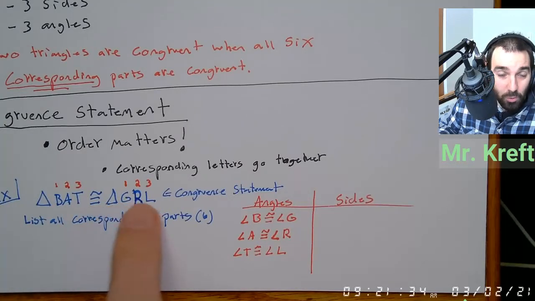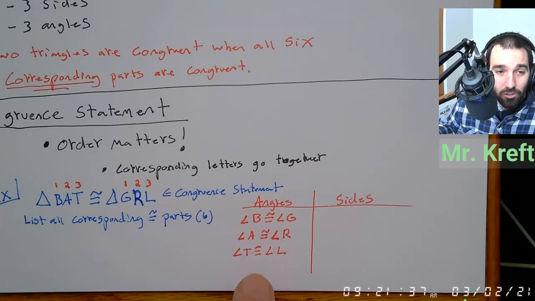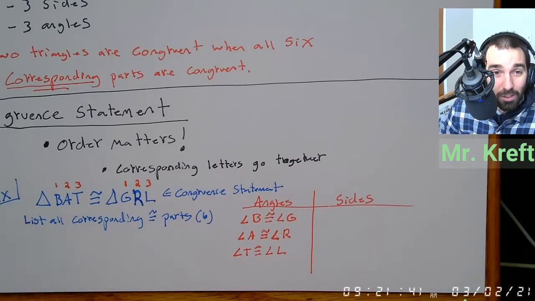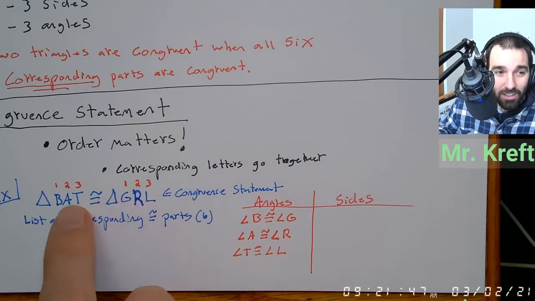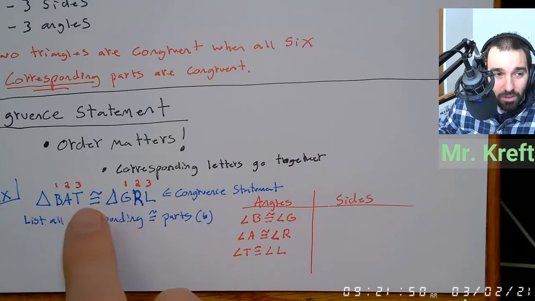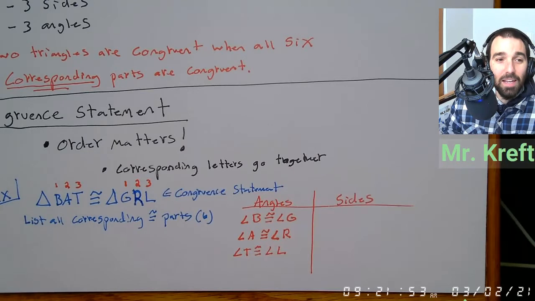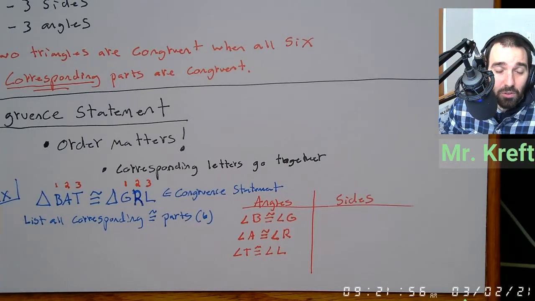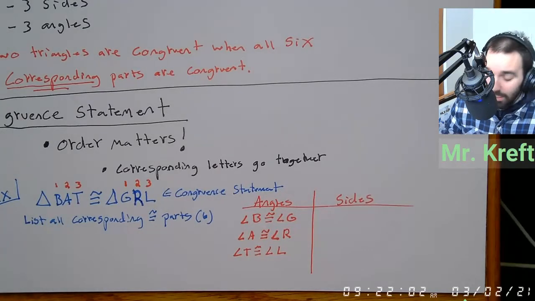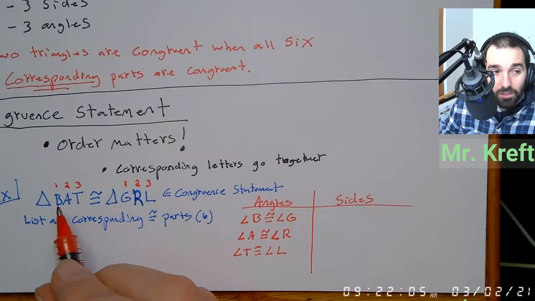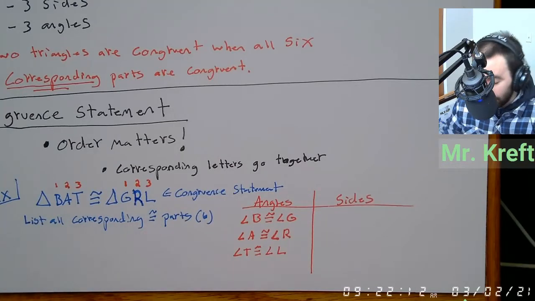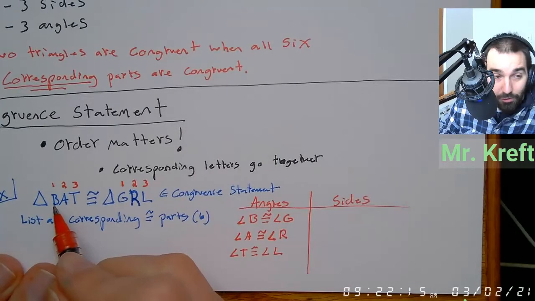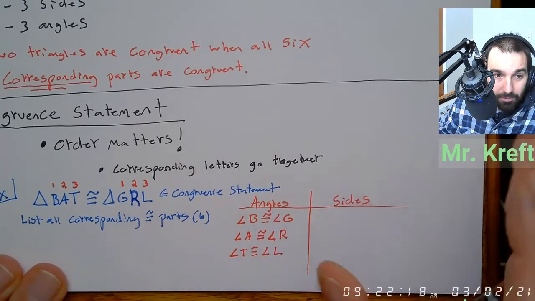As long as my congruency statement is written correctly, then I don't need a picture, right? And this is where pictures can actually make things more confusing. All I need to be able to do is look at this and say, the first letter goes with the first letter. They correspond. The first corresponds with the first, the second corresponds with the second, okay? And that's why order matters. So if we were going to write a congruency statement, it's really important that we get our order correct. Now, there's lots of different ways to write this, but all that matters is that the B goes with the G, the A goes with the R, and the T goes with the L. The B doesn't have to be first. The B could be second, but then the G would have to be second.